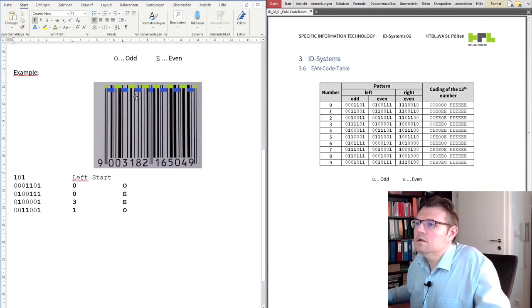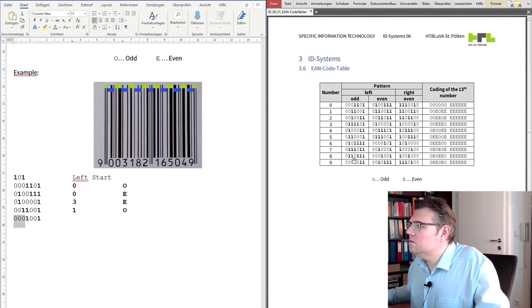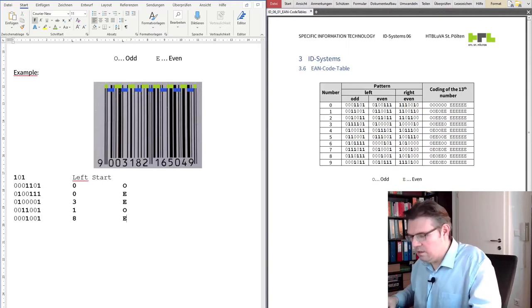Next one, 0 0. How many zeros are there? 0 0 0 1 0 0 1. Let's try. At least it's the right amount of values. It's an even code. Here it is, it should be 8, and even.